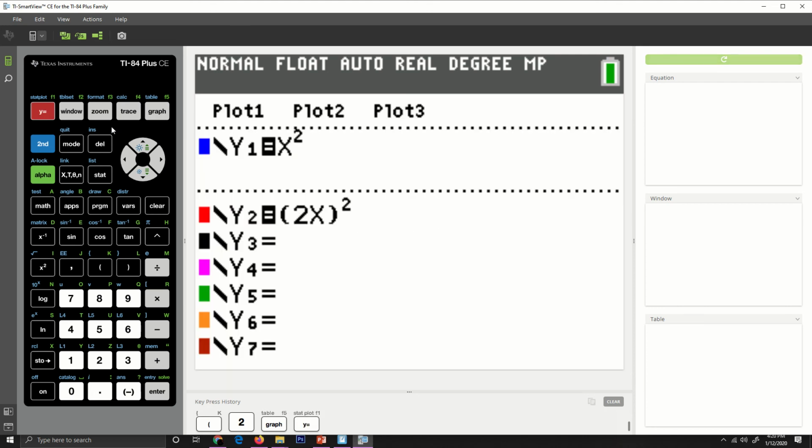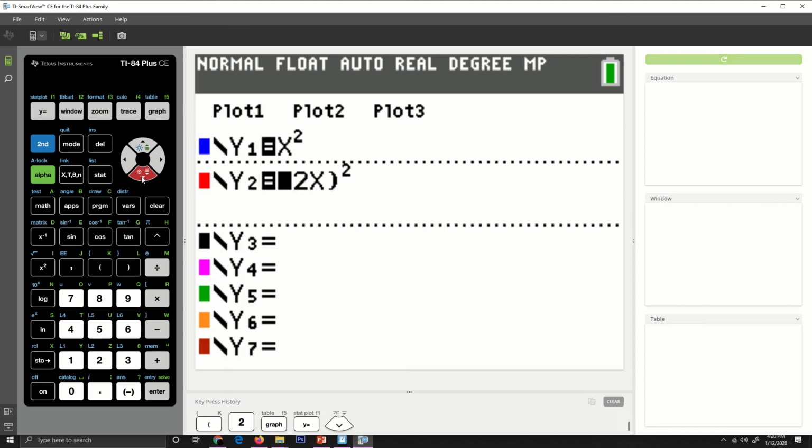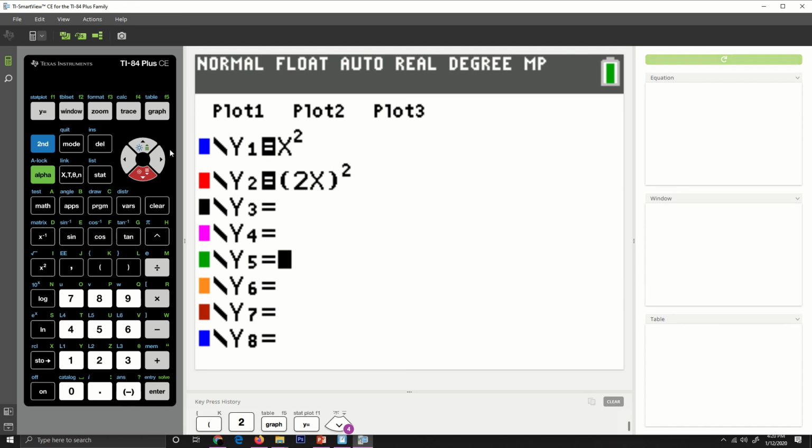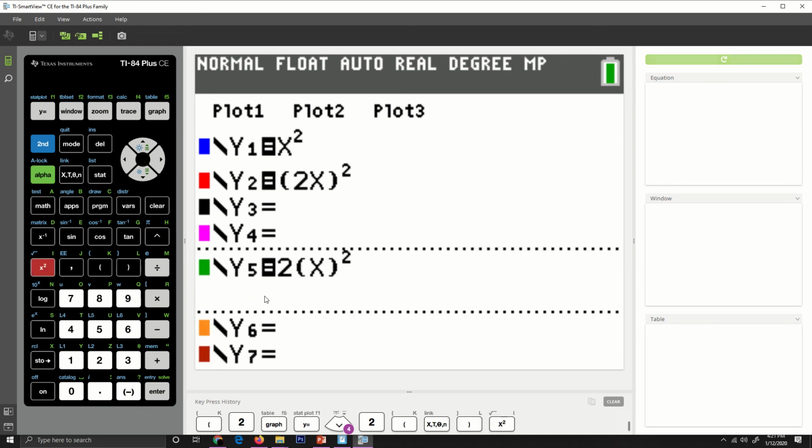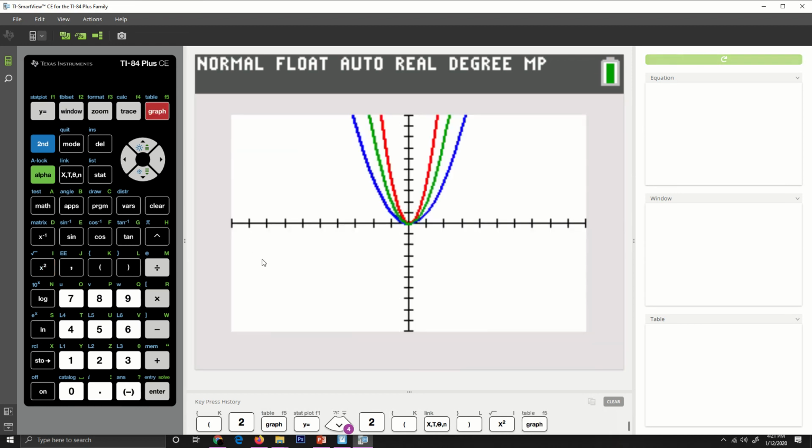Now, when I do move that 2 to the outside, I'm going to do it in this green one. I'm going to go 2 parenthesis x parenthesis squared. All right, so this is going to stretch it vertically by a factor of 2. This was a stretch horizontally by a factor of a half. You'll notice that even though they both make it look skinnier, they're not the same.